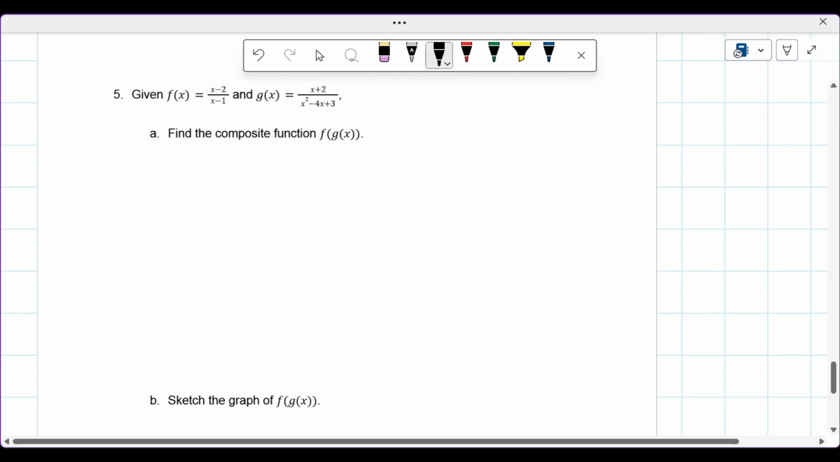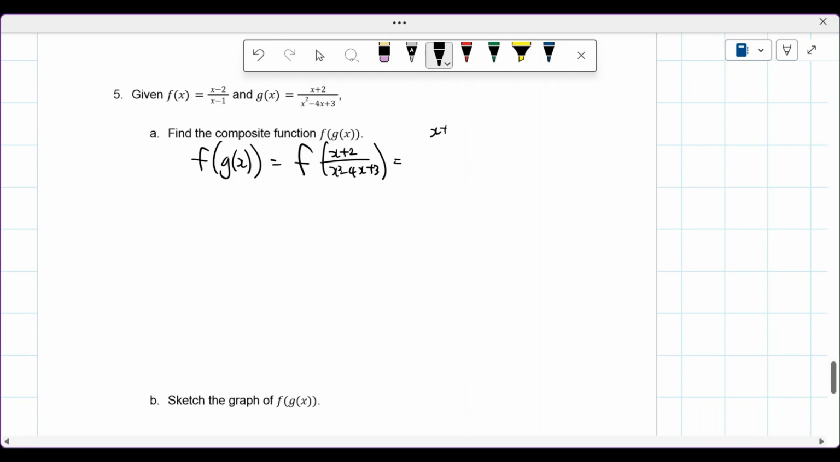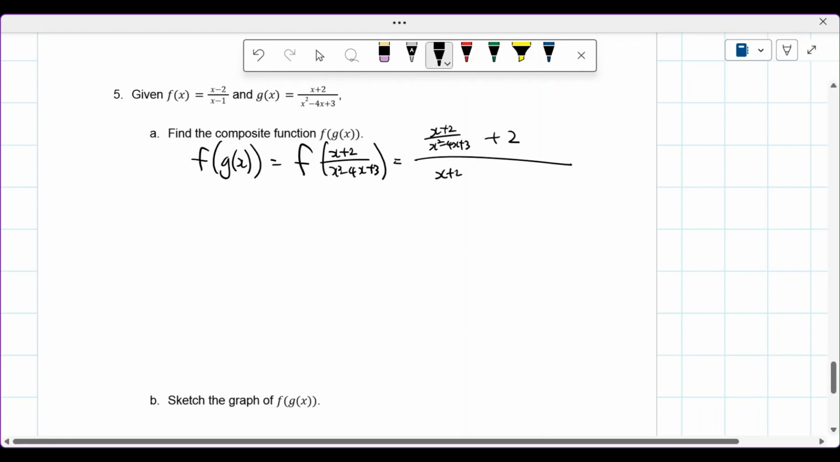Okay, question number 5. So at this point, we're going to deal with the composite functions. So f of x and g of x. The first thing that I know is that to find f of g of x, I'm going to replace the g of x with x plus 2 divided by x squared minus 4x plus 3. So I think we're going to write it as x plus 2 divided by x squared minus 4x plus 3 plus 2, divided by x plus 2 divided by x squared minus 4x plus 3 minus 1.